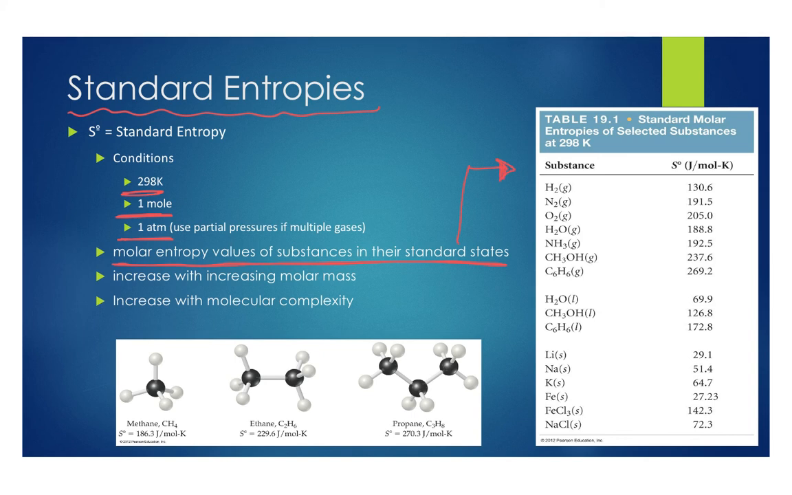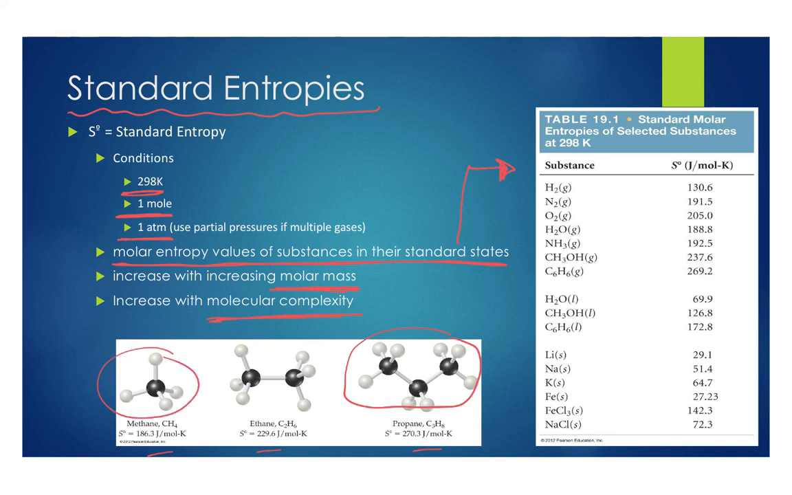A couple things you'll notice: the entropy of a particular chemical will increase with increasing molar mass. This makes sense because with more molar mass, you have more electrons, more particles, etc., that can be moving around in different locations. As a result, you end up with more microstates, and so a higher entropy. They also increase with increasing molecular complexity. If you think about these 3 examples, not only do they have more mass, but propane has a higher standard entropy than methane.